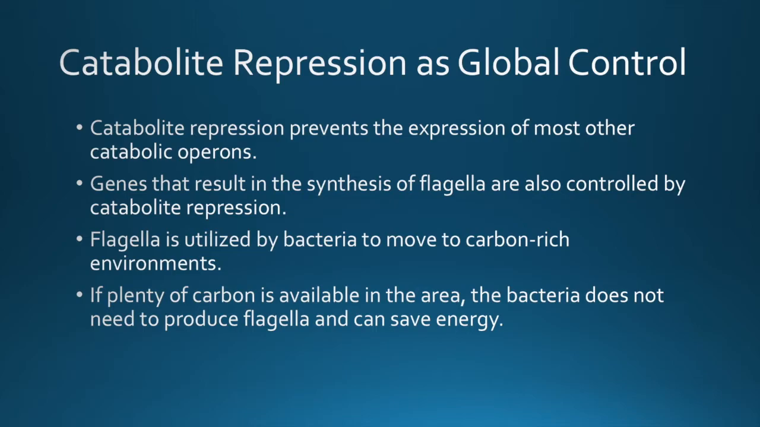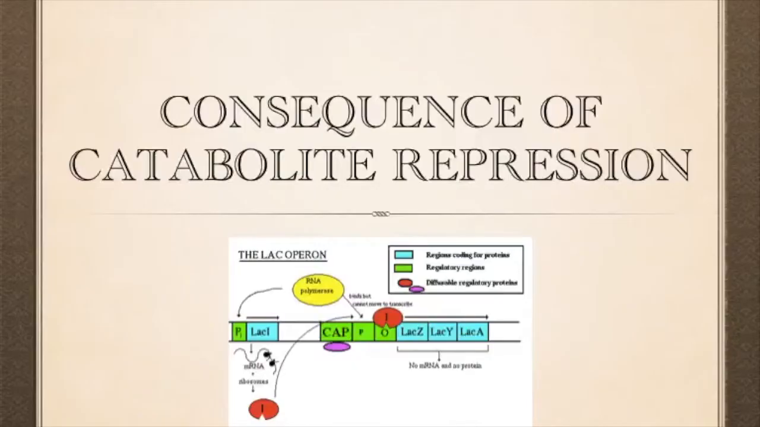Along with preventing the expression of other catabolic operons, catabolite repression can also control the genes which synthesize flagella. Flagella are utilized by bacteria to move to carbon-rich environments. When in the abundance of a carbon source, catabolite repression prevents the formation of flagella, saving the cell energy. I'll explain the consequences of catabolite repression.